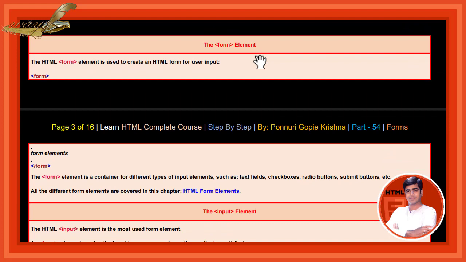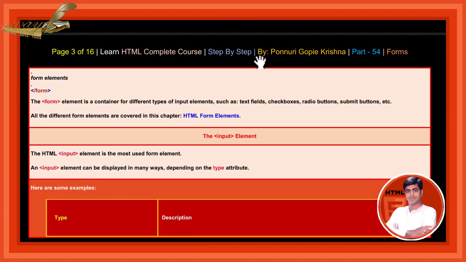The form element. The HTML form element is used to create an HTML form for user input. The form element is a container for different types of input elements, such as text fields, checkboxes, radio buttons, submit buttons, etc. All the different form elements are covered in this chapter.